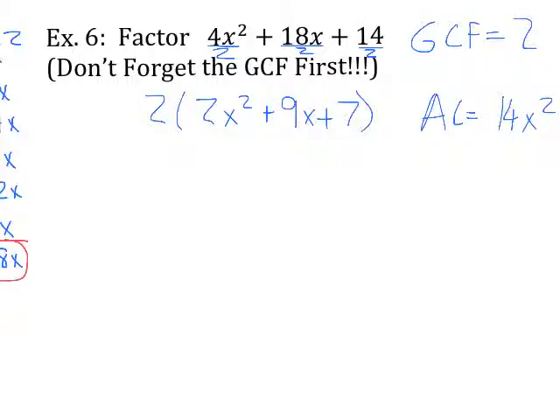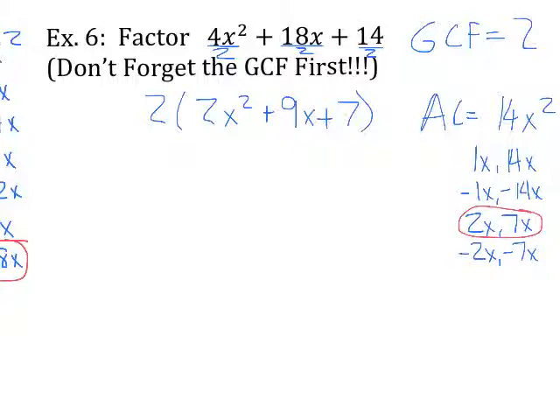Okay? So I have 1x and 14x. Don't forget about the negatives. Negative 1x and negative 14x. Neither one of those add to 9, so keep going. I have 2 and 7. So 2x and 7x, negative 2x and negative 7x. And it looks like right there we have it. Positive 2x and positive 7x make 9x. So I break my middle term apart into positive 2x and positive 7x.